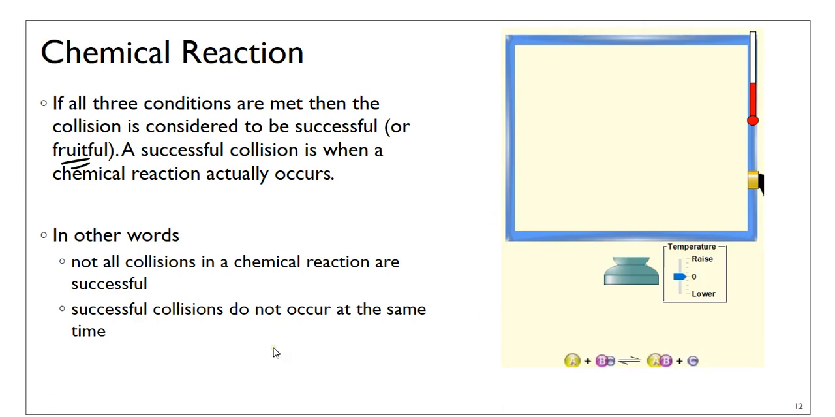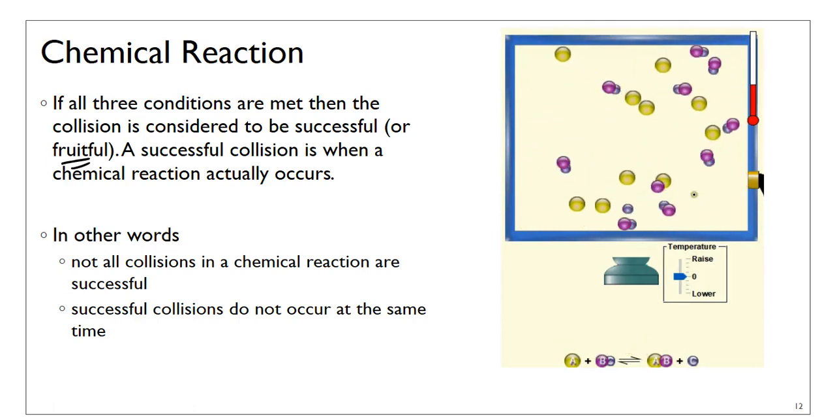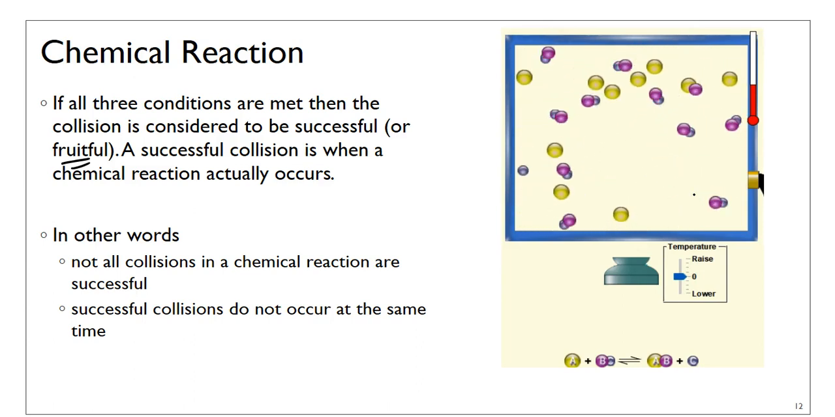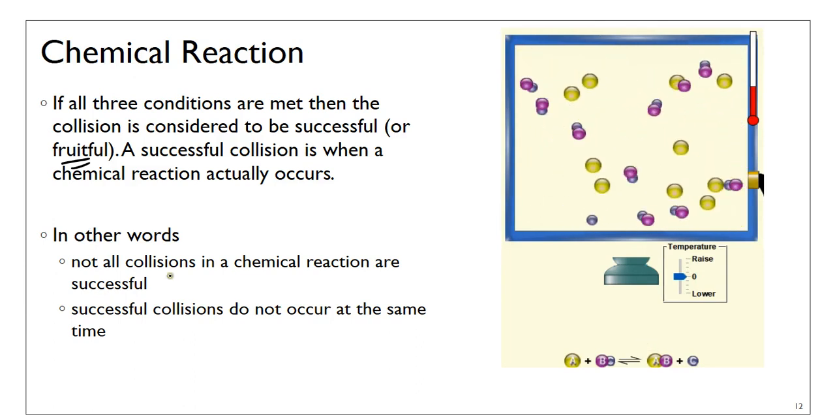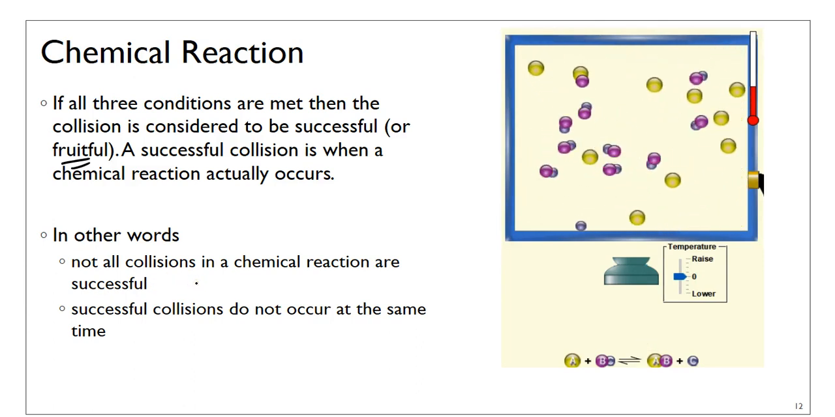So in other words, and I want to emphasize this point because not every student can appreciate this, just because you have a reaction mixture, so let's say we have a reaction mixture here, with 10 atoms of A and 10 molecules of B, just because you have 10 of A and 10 of B doesn't mean that immediately you're going to have 10 chemical reactions occurring. So not all collisions are successful. Most of the time they're not successful. Actually, only a small amount are successful. And they also do not become successful at the same time.